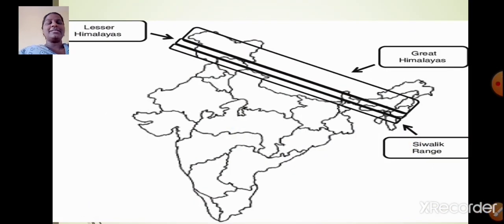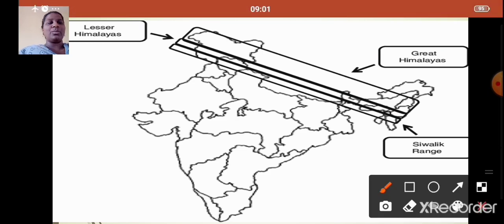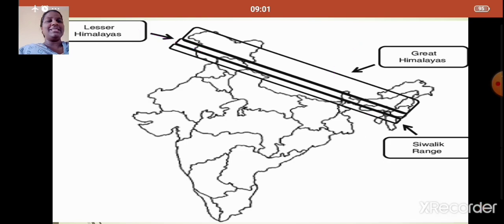Just have a look at this map, students. You will understand well. Himalayas consist of 3 parallel ranges, right? Great Himalayas, Lesser Himalayas, and Shivalik range. Okay, you need to remember this.